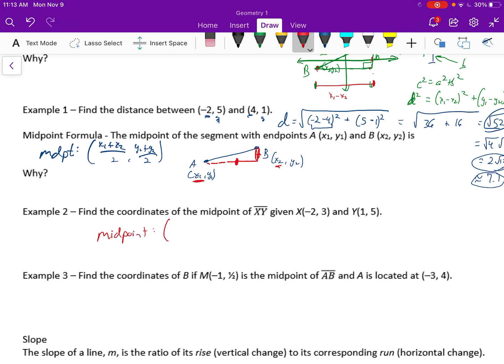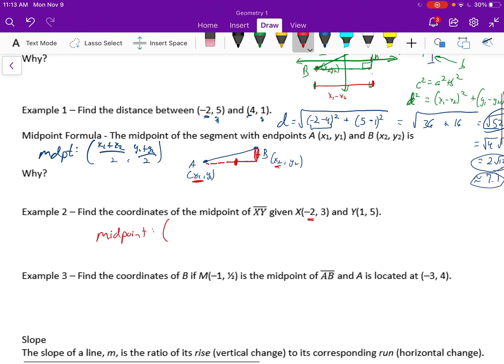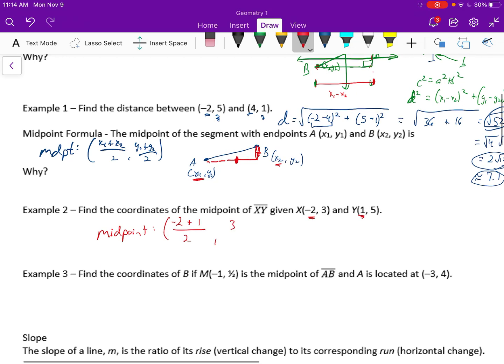will be at the average of the x's. So negative 2 plus 1 over 2. And the average of the y's, 3 plus 5 over 2. And so this is going to be negative 1 over 2 and 8 over 2. And we simplify that 8 over 2 to 4. So there's the midpoint.